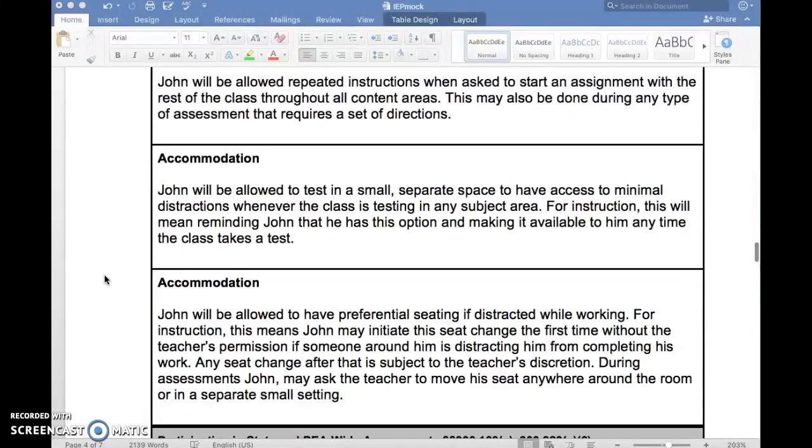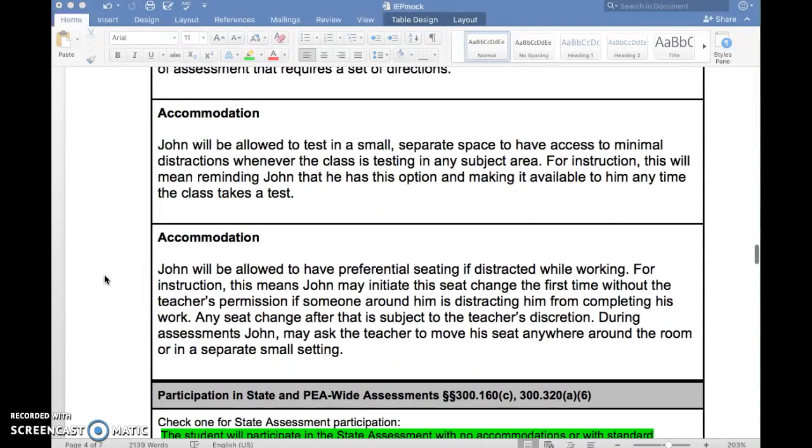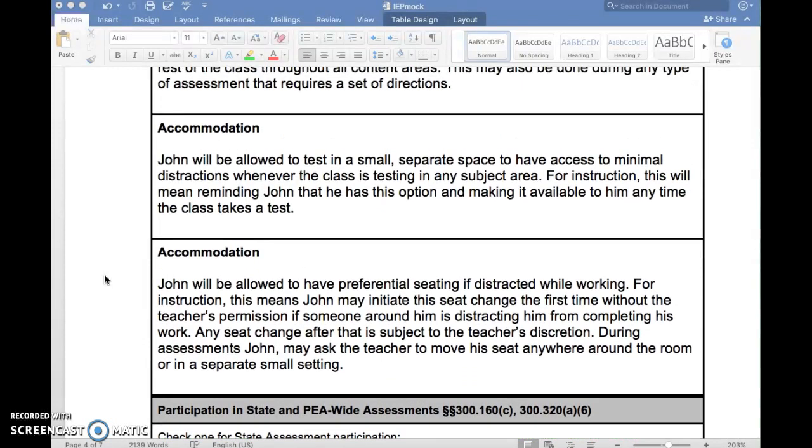He's allowed to test in small areas because John is easily distracted. So any test that he takes, he's allowed to go into a separate space, a smaller space with less kids to test for that less distracted environment. And as for my last accommodation, he'll also be allowed preferential seating. This could be closer to the board, closer to me, or in the back where he's either less distracting or less distracted. And he can sit in the front of the room if he needs to hear me better when I am giving instructions.